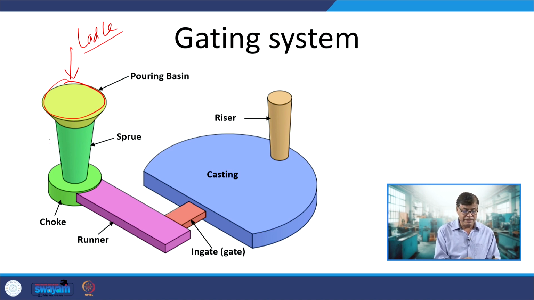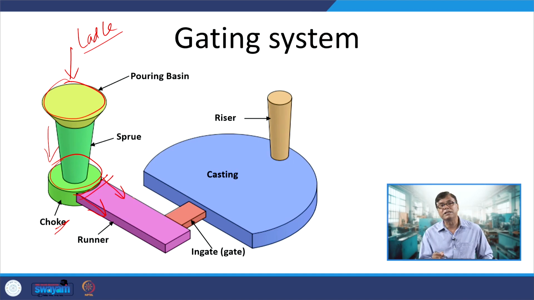From the pouring basin, it flows through the sprue, and then at the sprue there is the sprue base, which helps in determining the flow rate. This area can be termed as a choke. From the sprue base, there is a change in direction of the flow of the molten metal, and then it flows through the runners.